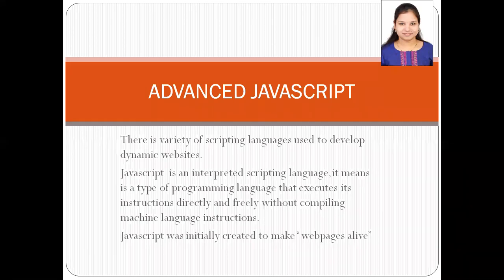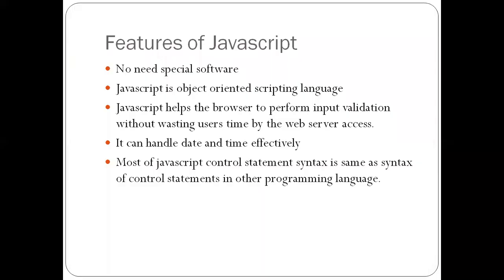JavaScript was initially created to make web pages alive, meaning it is more attractive, and you can insert animation. These are some features of advanced JavaScript. So we will see what the features of JavaScript are. In JavaScript, there is no need for special software. JavaScript is an object oriented language, and it supports event based programming facility.